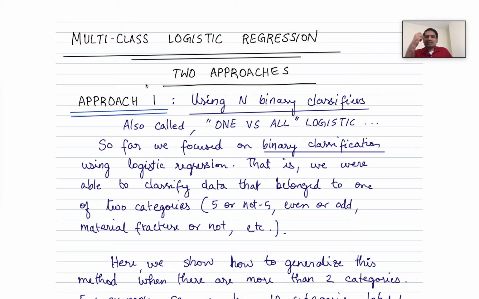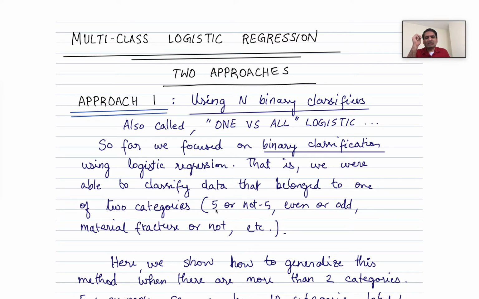So this video and the next few videos will be about what's called multi-class logistic regression, and we will discuss two approaches. So far, we focused on binary classification using logistic regression, right? That is, we were able to classify data that belong to one of two categories.